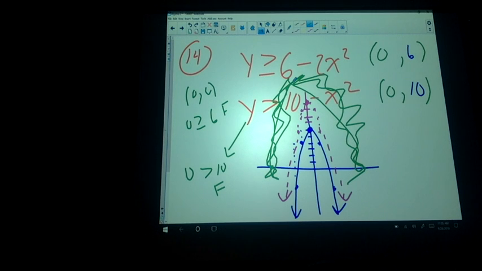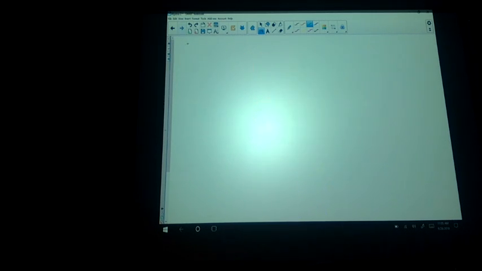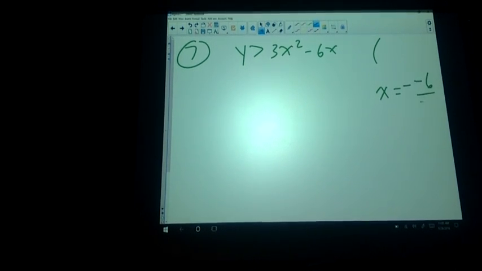And last one, go ahead. 7. Can you say what it says, please? It says, y bigger than 3x squared minus 6x. Just like that? Yep. No c value? Okay. So my b value, negative b, so negative 6 over 2a. That's going to give me 6 over 6. So we're going to have 1 comma something. So if we plug 1 in here and here, that's going to give me 3 minus 6.